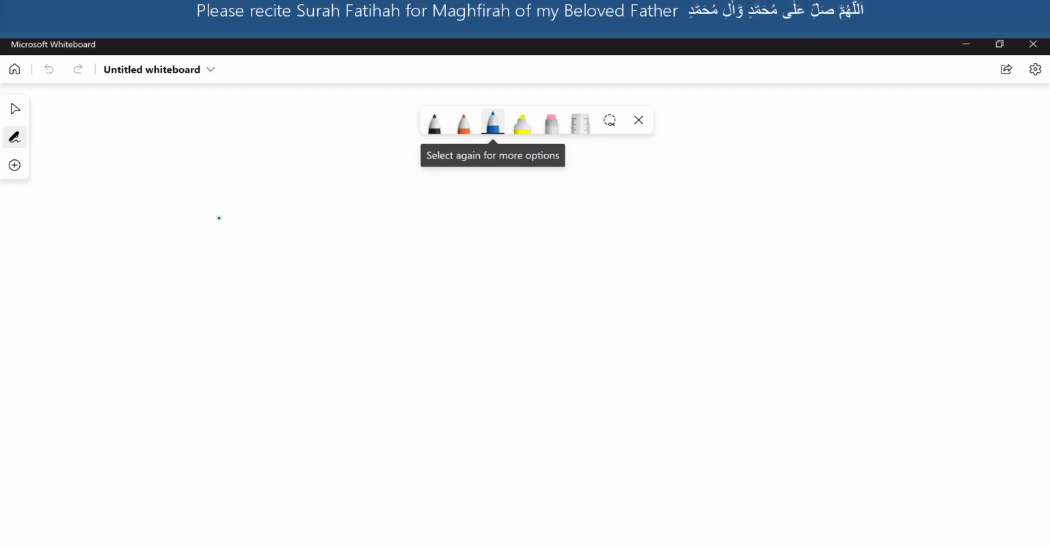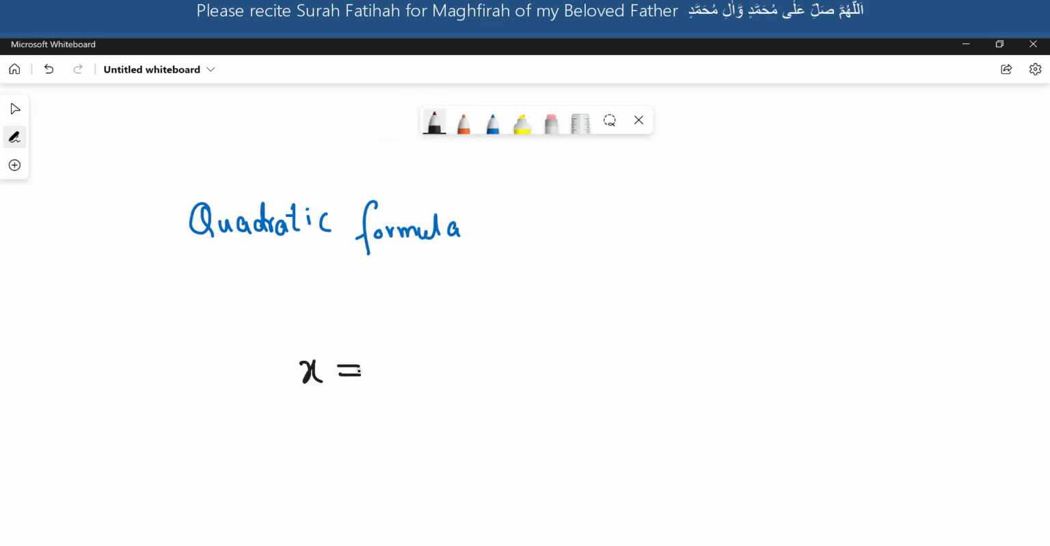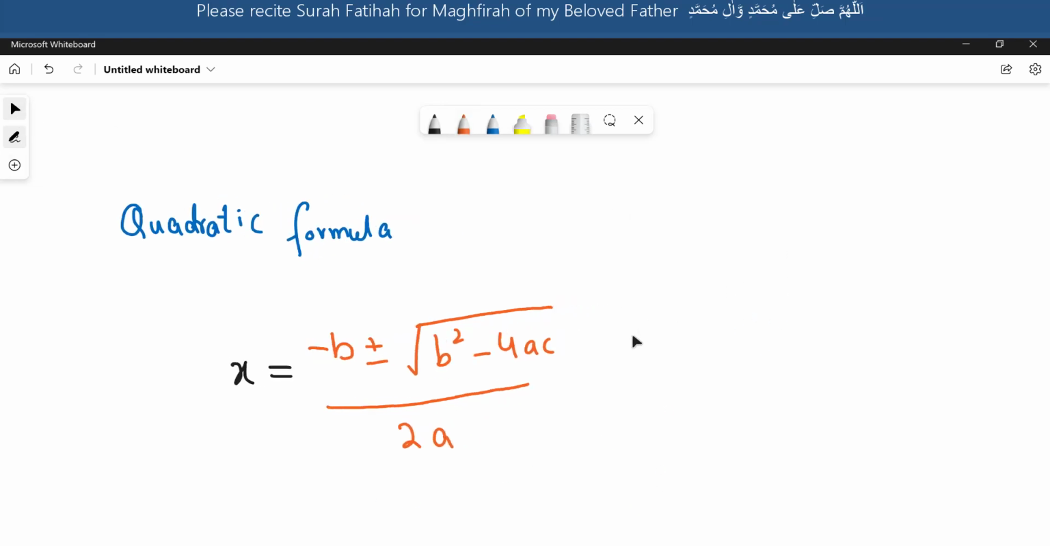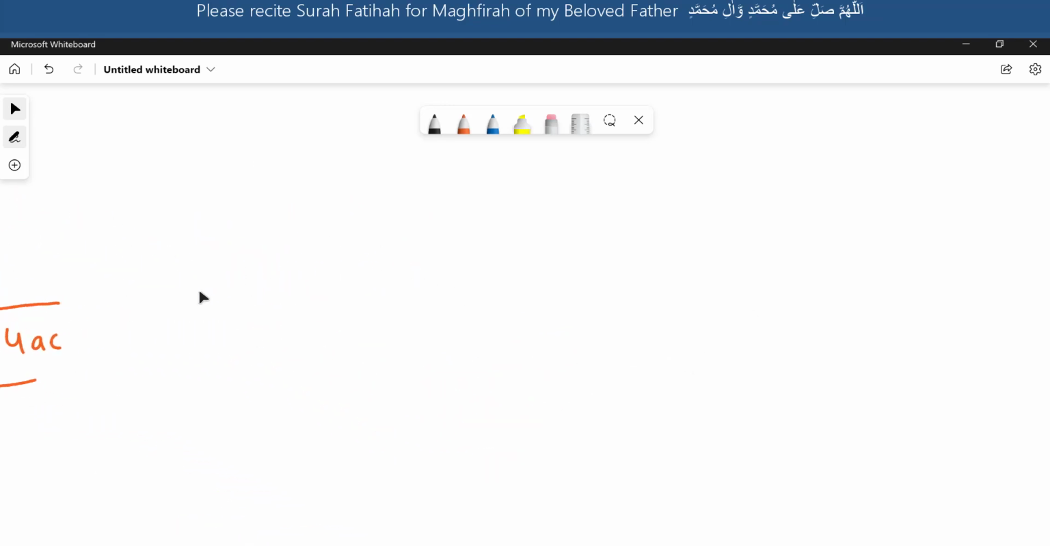Dear students, we are going to learn the quadratic formula. So what's the quadratic formula? Here we have x equals, now remember, the quadratic formula gives two values, one with plus and the other with minus. So x equals minus b plus or minus the radical of b squared minus 4ac, over 2a. That's the quadratic formula, a tiny little formula. We are going to use it to find the value of x.